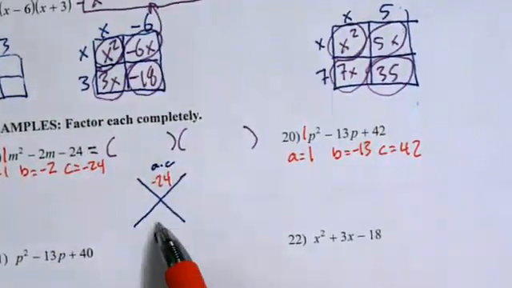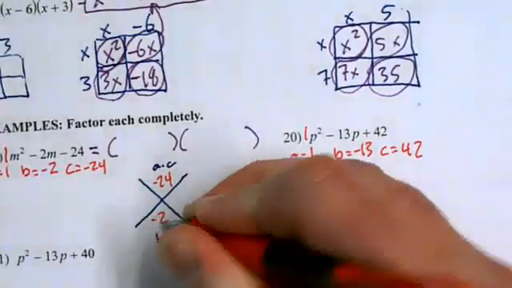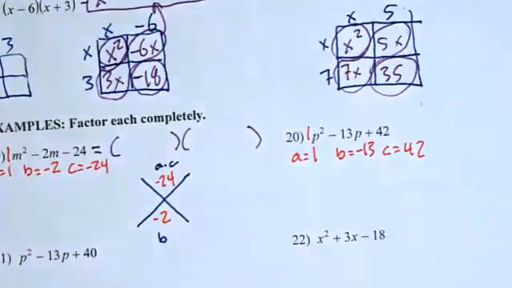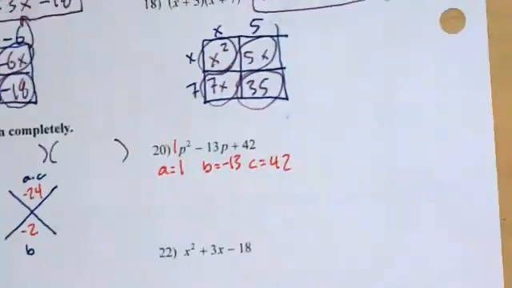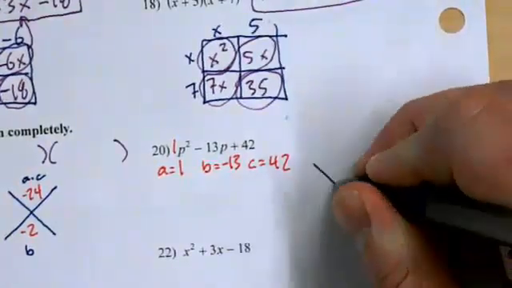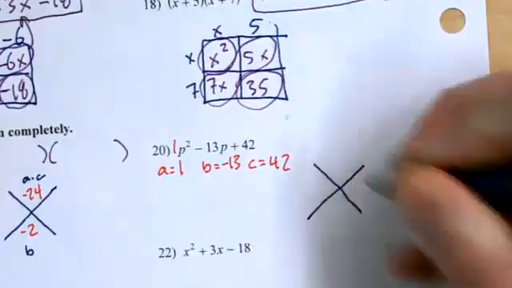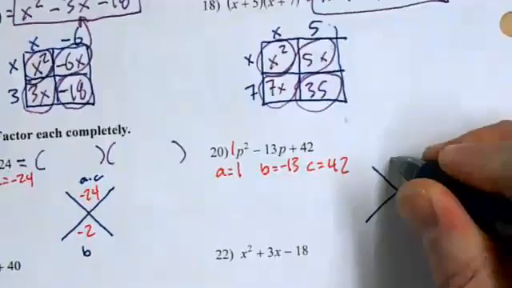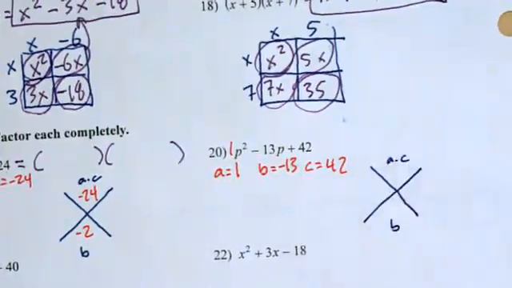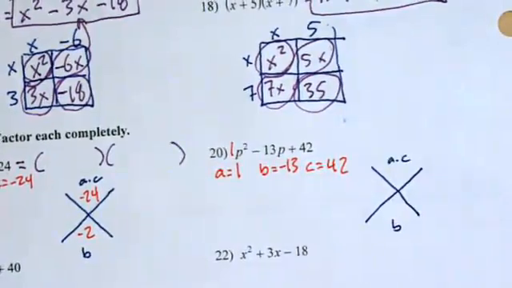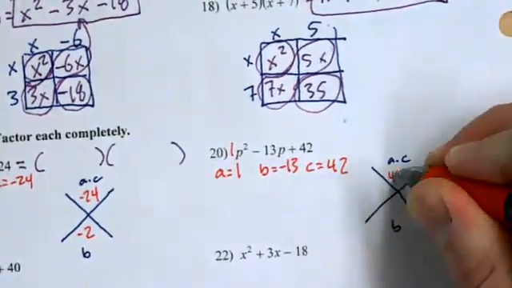And what is B? B is negative 2. So step 2 is to build the problem. Could you all do step 2 for number 20, please? Could you build me a diamond problem where you have A times C in the top and B in the bottom? Put some actual numbers in there. So figure out what would A times C be. Put that number in the top. What is B? Put that number in the bottom. I'll put 42 and negative 13 in there.